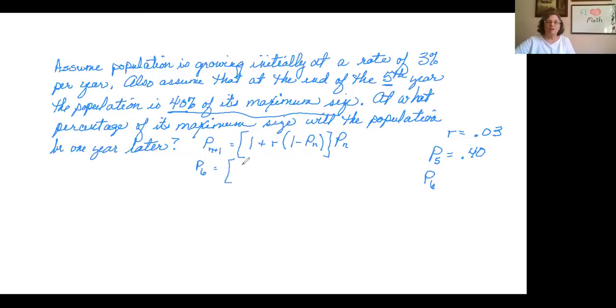is going to be 1 plus 0.03 R times 1 minus the population percentage that you've already gained at the beginning of the year or at the end of the previous year. So that's going to be the 40%. And that's going to be multiplied by the 40%.